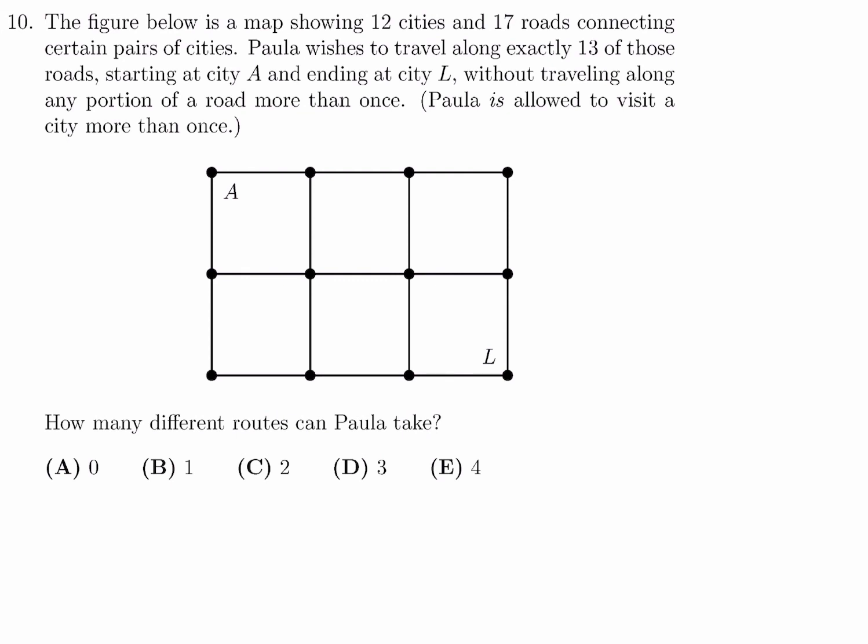The figure below is a map showing 12 cities and 17 roads connecting certain pairs of cities. Paula wishes to travel along exactly 13 of those roads, starting at city A and ending at city L, without traveling along any portion of a road more than once. Paula is allowed to visit a city more than once. So these circles represent the cities, and these individual bars represent the roads. So how do we get to exactly 13, meeting the conditions of the question?